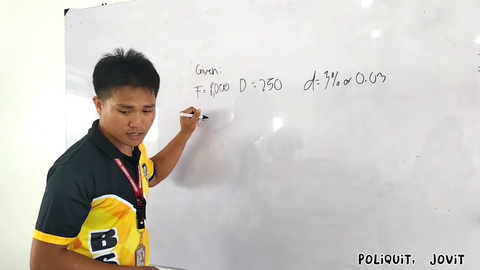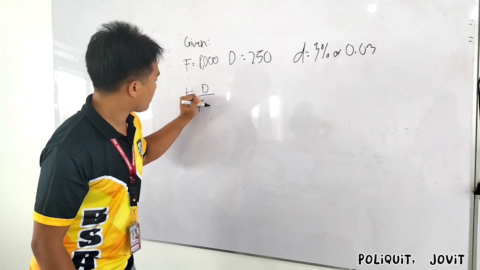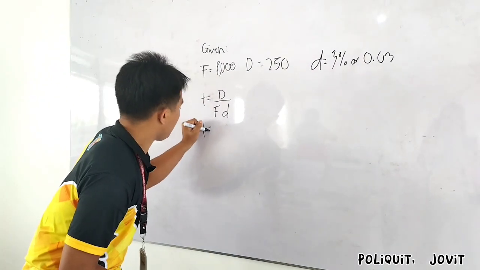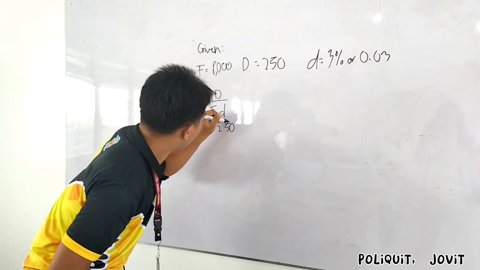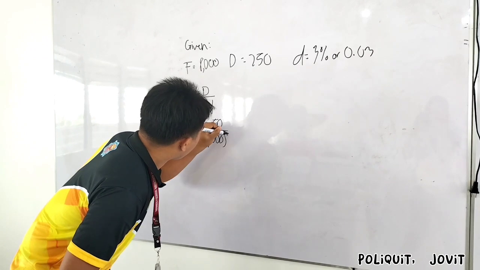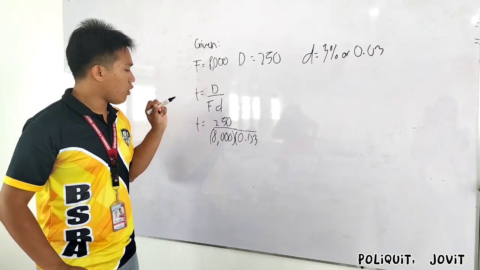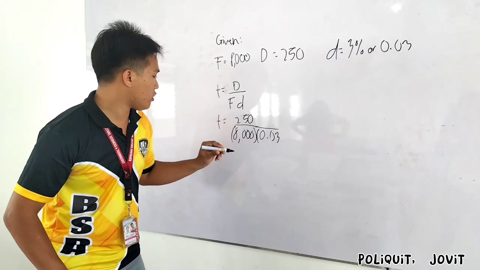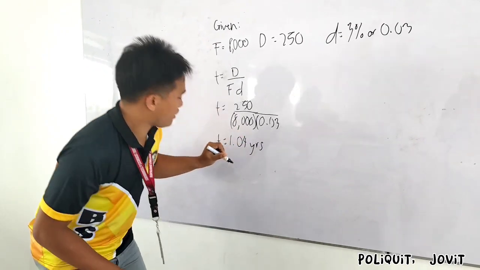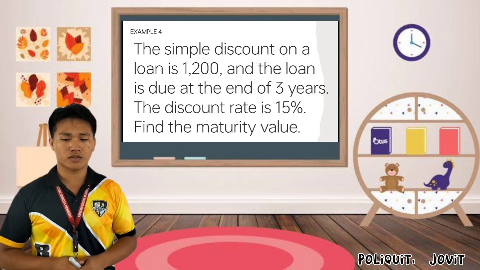So, ang atong gamit nga formula is time equals discount over final amount times discount rate. Kaya ang ipangita man kay ang time. So, T equals 250 over 8,000 times 0.03. So, 250 over 8,000 times 0.03 is 1.04 years.